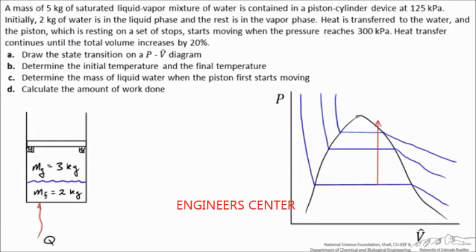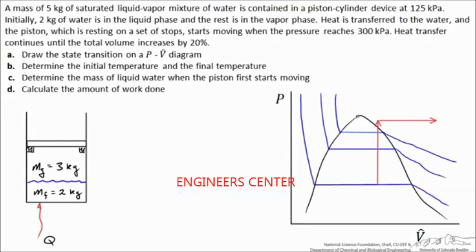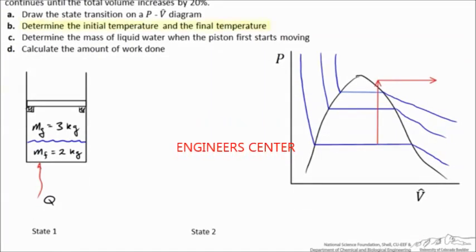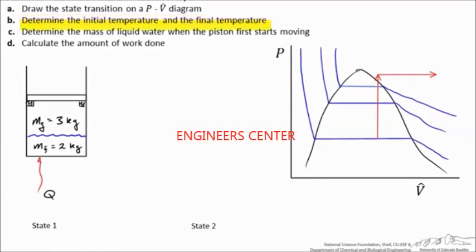Once the pressure is great enough, the piston lifts up, and we continue at constant pressure to a greater specific volume. So here's the state transition on a PV diagram. So we've drawn the state transition. We want to determine the initial and the final temperature.